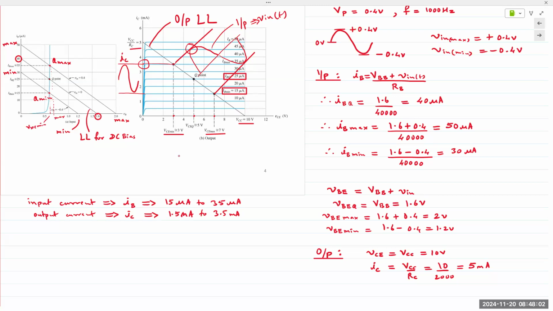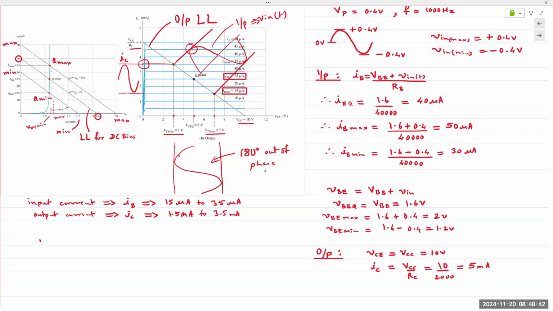Okay. So the max value of IB gives you the max value of IC. 35 microamps gives you 3.5 milliamps. Current gain of 100. Look at VCE. VCE is minimum. Hence, 180 degrees out of phase. And we can see that from the equation also. I will just show that in a moment.